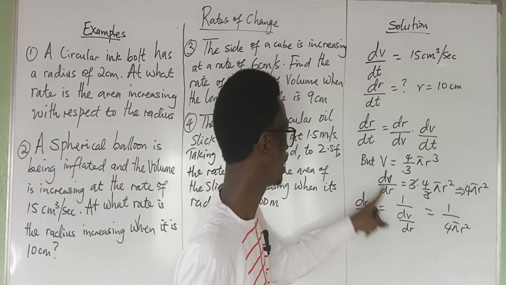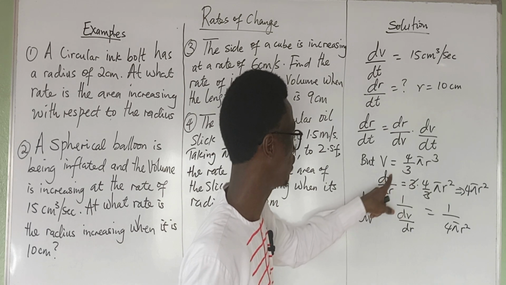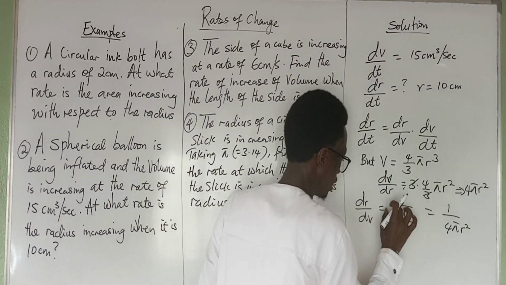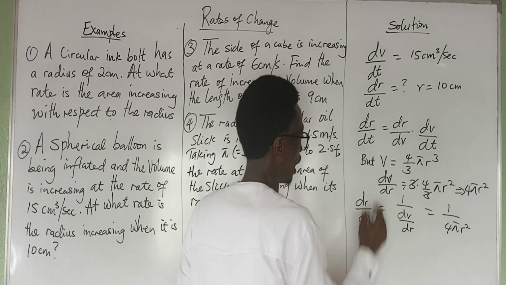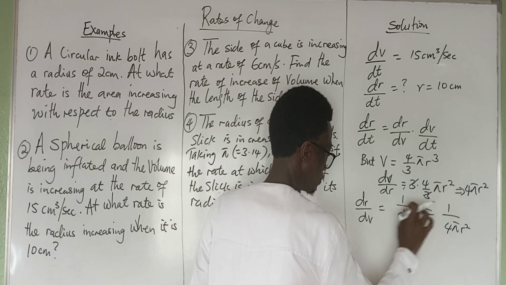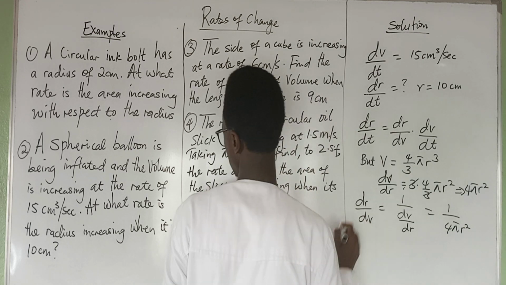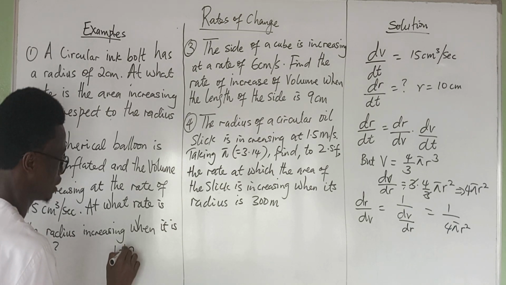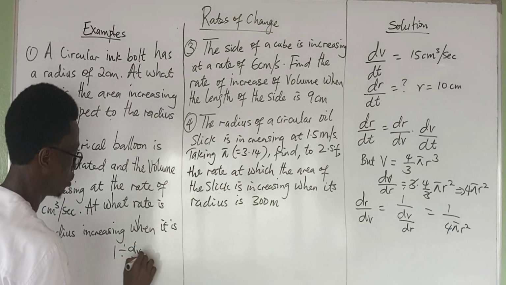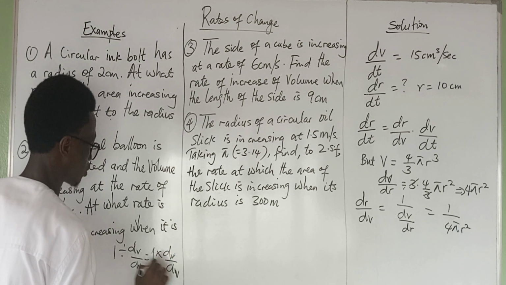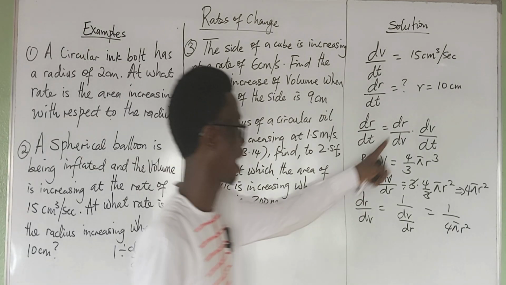But what we've calculated here is dv over dr, so it's 1 upon dv over dr, because at the end of the day, if you change that, you are going to have just this. Because this is 1 divided by dv over dr, which is the same as 1 multiplied by dr over dv. So at the end of the day, you have this.